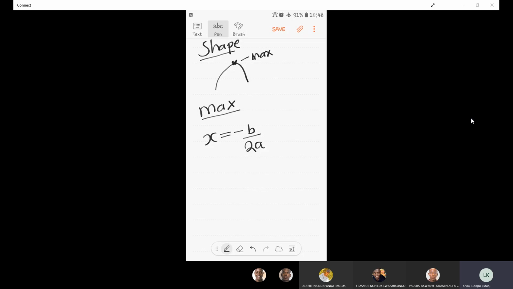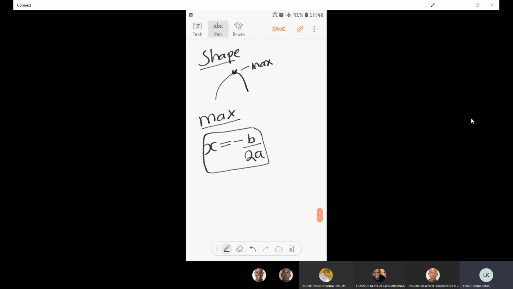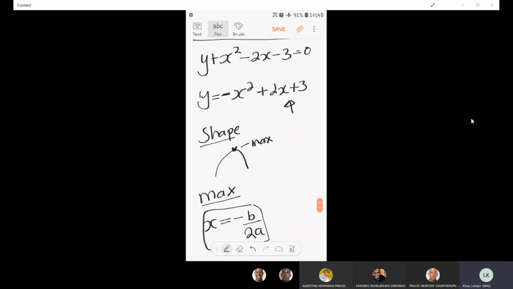This minus b over 2a, you can also work it out by completing the square. If you complete the square, you have x minus p squared in your brackets. That p is your x-coordinate. Or you can just remember, use this formula if you want to work out the x-coordinate. So I look at my equation when I wrote it in standard form. A is -1 and B is +2.